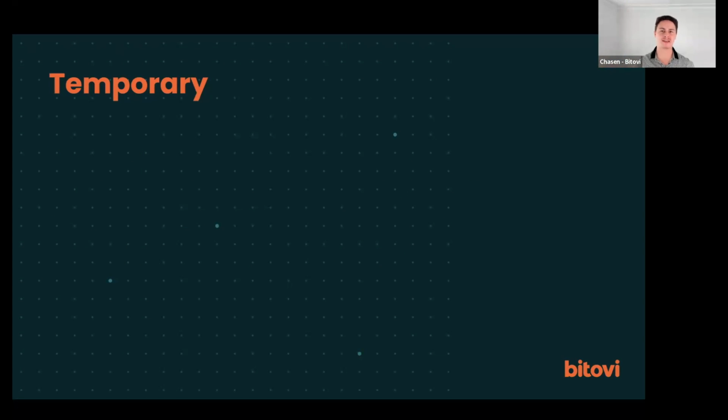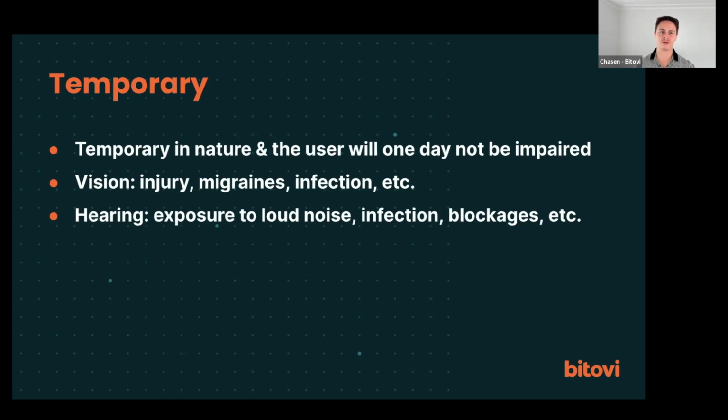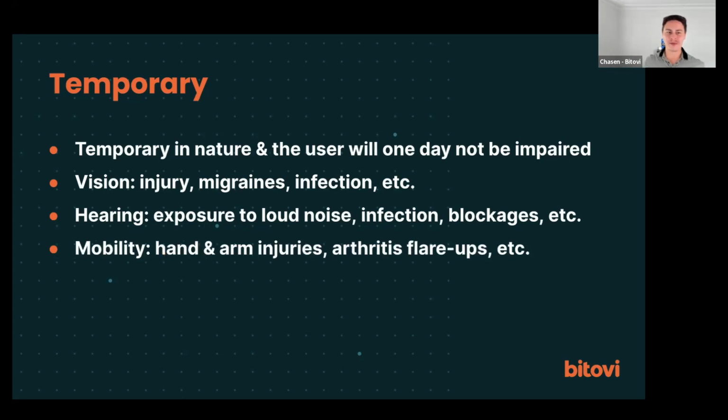My second bucket is temporary disabilities. So they're the same as where we just went through permanent, but the temporary nature, and the idea is that one day the user isn't going to be impaired, right? So for vision, that can include an eye injury or a migraine or an infection. For hearing, that can include being exposed to a loud noise. For mobility, that can include hand and arm injuries.